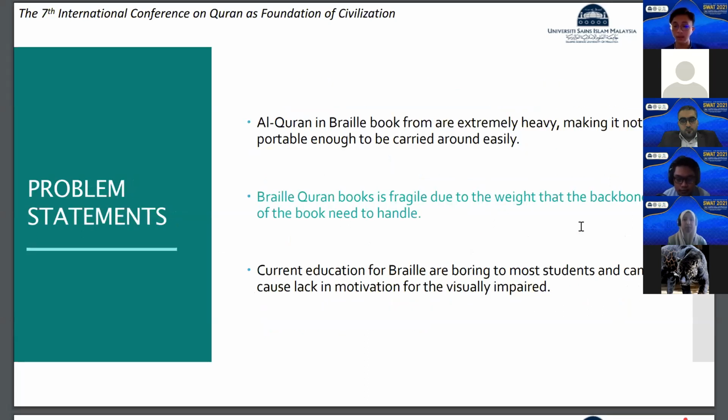So we continue to our problem statements. The first problem is that the Al-Quran in Braille book form is extremely heavy. It is not portable enough to be carried around easily. The second is that Braille Quran books are fragile due to the weight that the backbone of the book needs to handle. And the last is that current education for Braille is boring to most students and can cause a lack of motivation for the visually impaired.